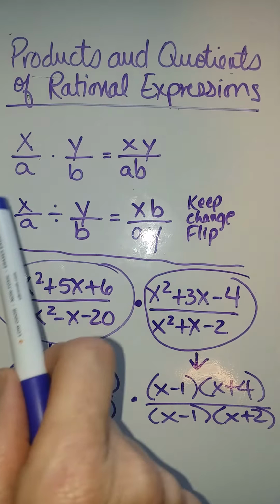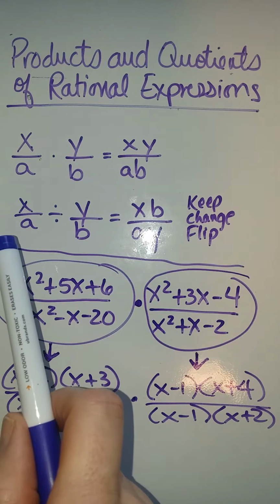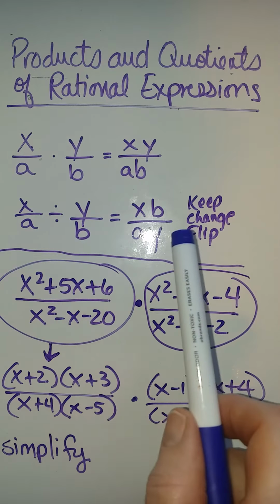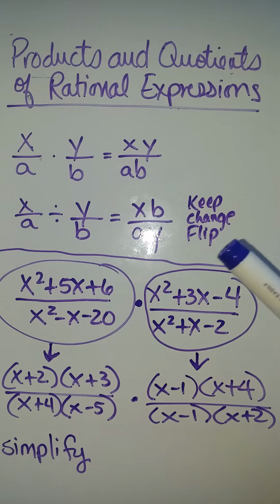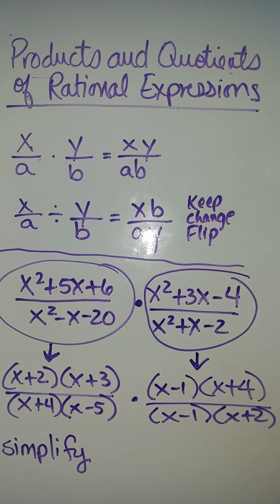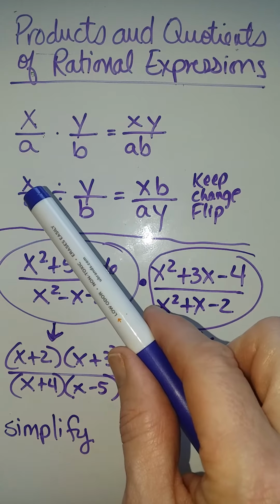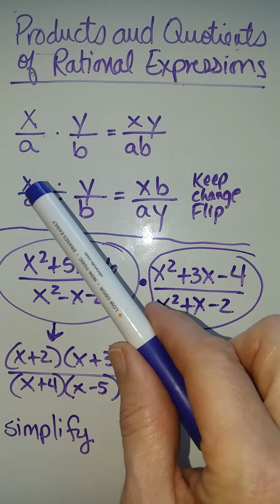But what's more important here is for you to understand that when we're taking a rational expression and we're going to divide it, we're going to do the exact same thing we would do normally, which is to keep, change, and flip. Let's see how that works. If we keep this ratio the same, we change the operator, and then we flip this ratio, then we're going to have x multiplied by b, and a will be multiplied by y.